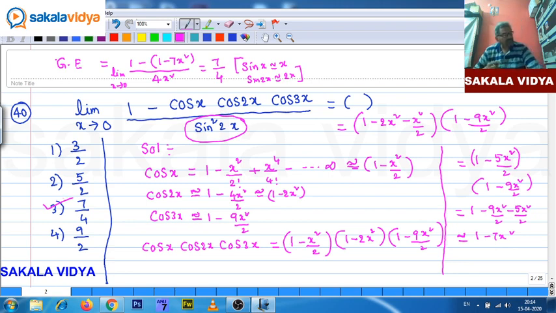L'Hospital's rule also you can apply, you will get it. But yesterday one of the viewers asked me how to apply the expansions, that is why I have done the expansions method. Otherwise I would have done this by L'Hospital's rule itself.